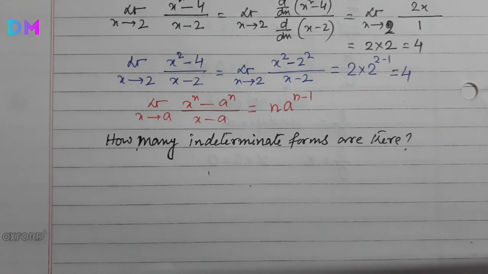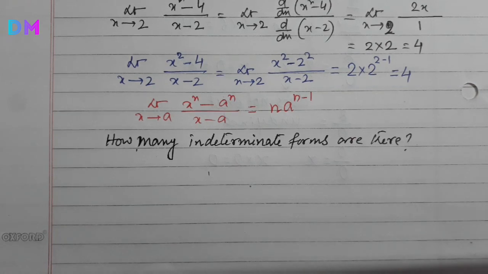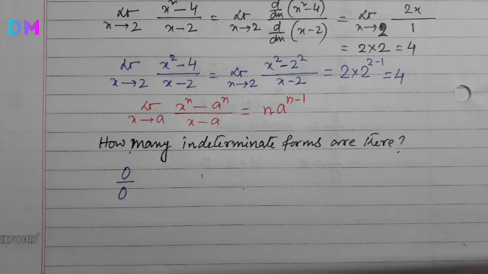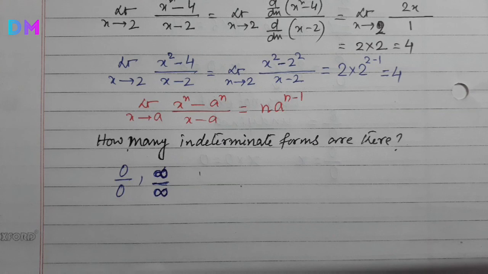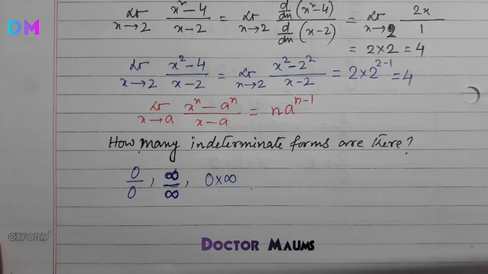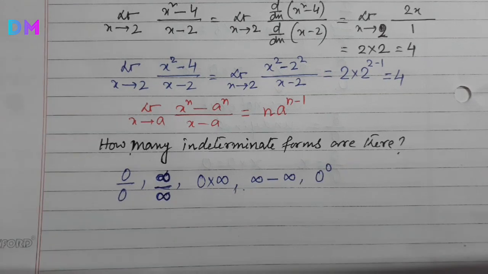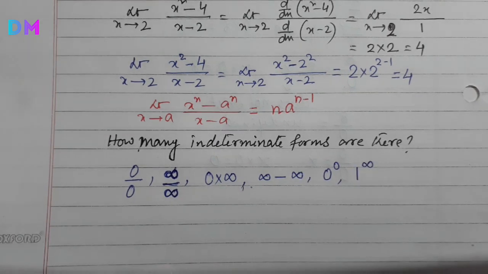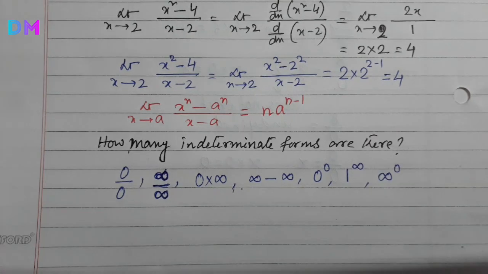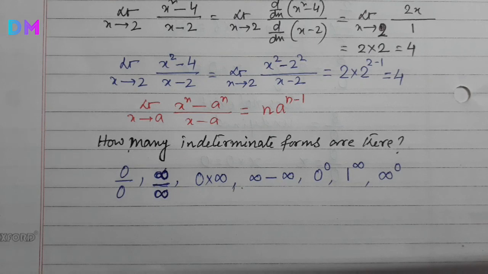Now the question is, how many indeterminate forms are there? So there are 7 indeterminate forms, and these are 0 by 0, infinity by infinity, 0 into infinity, infinity minus infinity, 0 to the power 0, 1 to the power infinity, and infinity to the power 0. In my next video, we will learn solving limits using L'Hopital's rule.